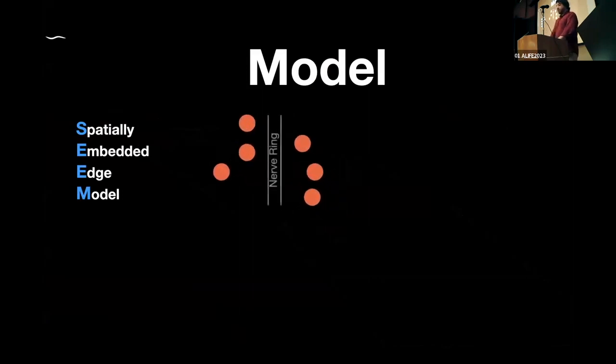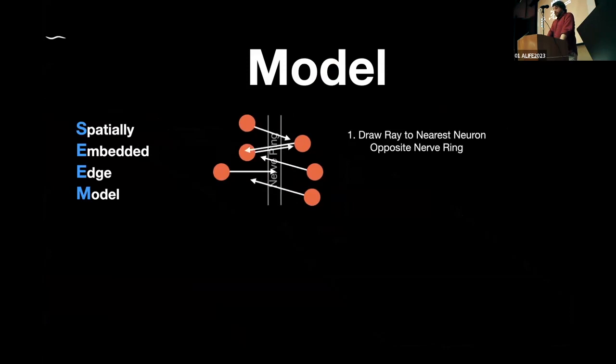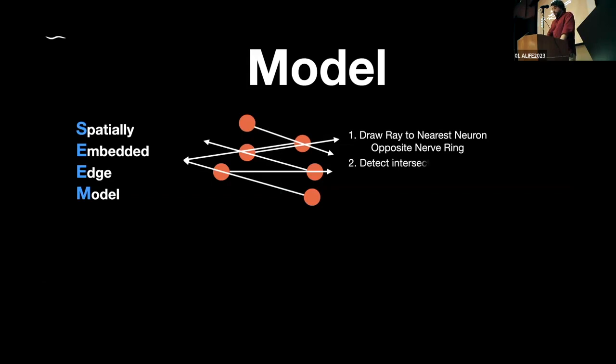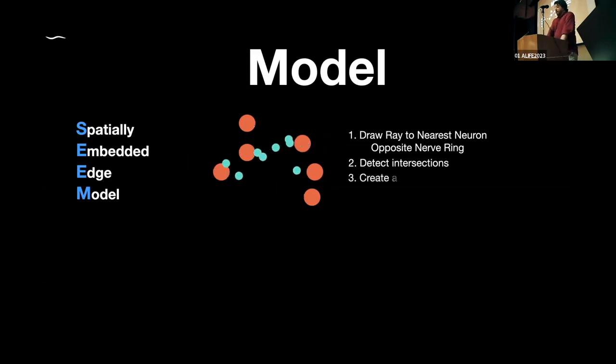All right. And so here you can see the nerve ring is represented right in the middle, as we showed before. Essentially how it works is that first it will draw a ray to the nearest neuron opposite of the nerve ring, trying to replicate the favoritism towards going through the nerve ring. Next, it will detect the intersections between these rays, the artificial neurites. And then from there, it forms a new network that is made up of these potential connections.